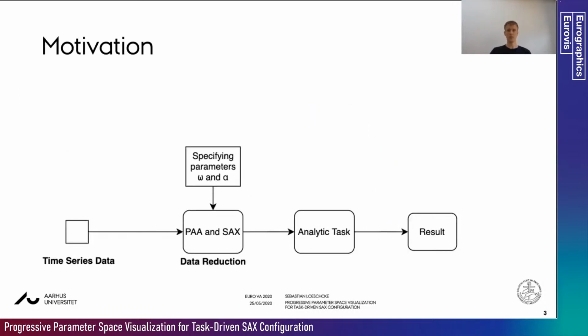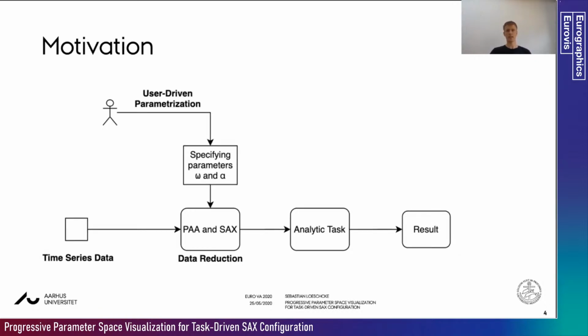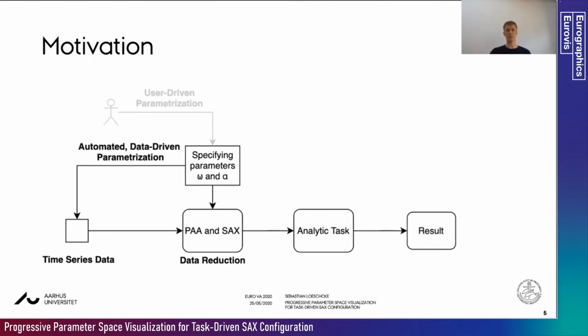While reducing the amount of processed data increases the performance of analysis algorithms, it at the same time decreases the accuracy of the results. Finding a pair of parameters for the right trade-off between the data reduction and the remaining utility of the data is a challenging problem. So far, finding the right set of parameters for PAA and SAX is either done in a user-driven way by asking the user to set the parameters based on their domain knowledge and expertise, or using an automated data-driven approach that relies on measures like descriptive statistics derived from the input data.